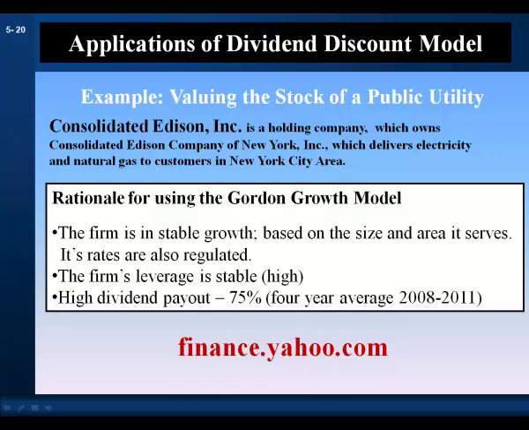The rationale for using the Gordon Growth Model to value Consolidated Edison. The firm is in stable growth based on the size and area it serves. Its rates are also regulated, which tends to stabilize them over time. The firm's leverage is also stable, and it has a high dividend payout. Its payout ratio averaged 75% over the last 4 years.